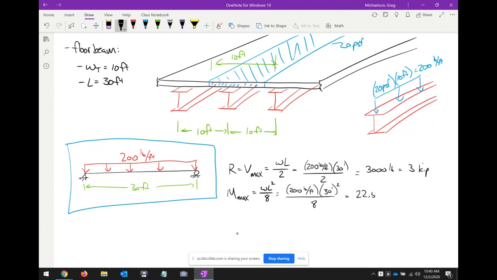All right, and 200 times 30 times 30 over 8 is 22,500. And this is a moment, all right? And so the units are going to be foot pounds, or 22.5 foot kips. And so that's what I would design that beam for. I'd make sure it can hold up a maximum shear of 3 kips and a maximum moment of 22.5 foot kips. Now, that's not the only thing I would design it for, but that's what next semester's for, because we've got serviceability limits and all sorts of other stuff to consider. But does that make sense?